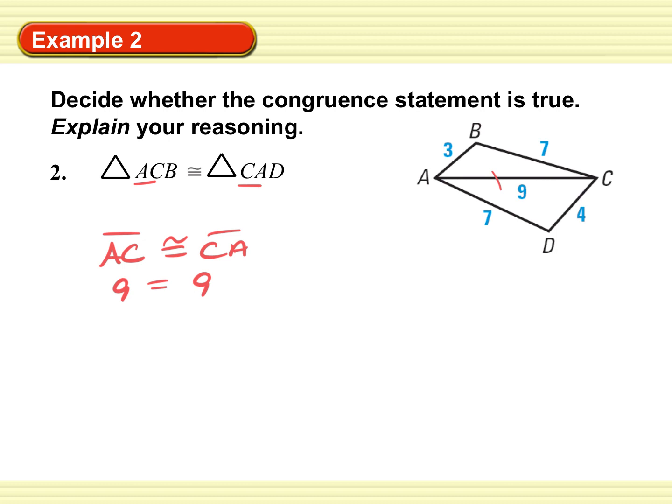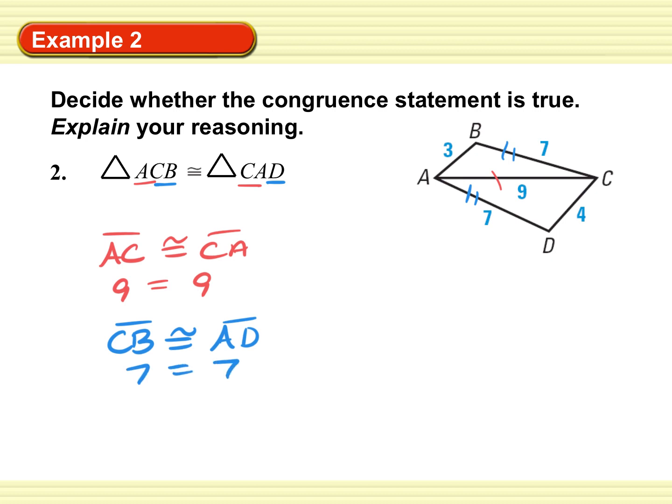Then next, I could do the next two letters, the CB and the AD. So the AD is 7, and so is the CB or BC. So I could state here that CB is congruent to AD, and they both have a length of 7.